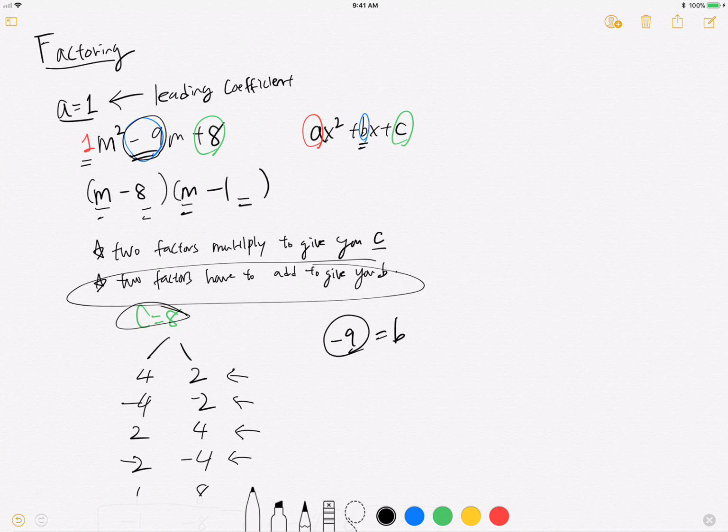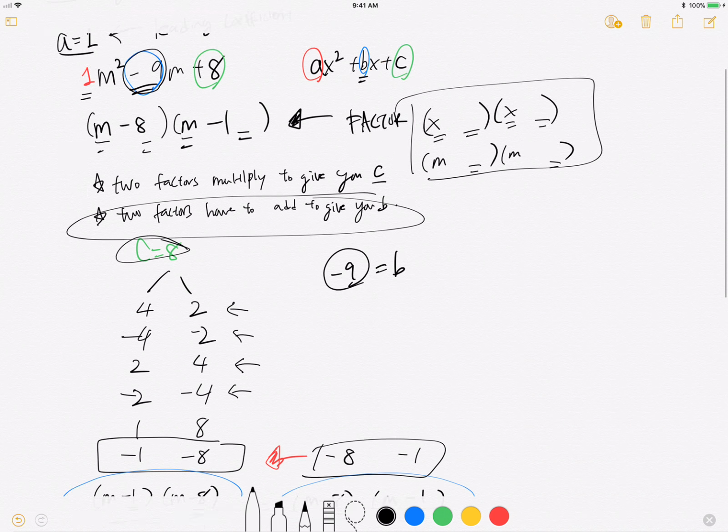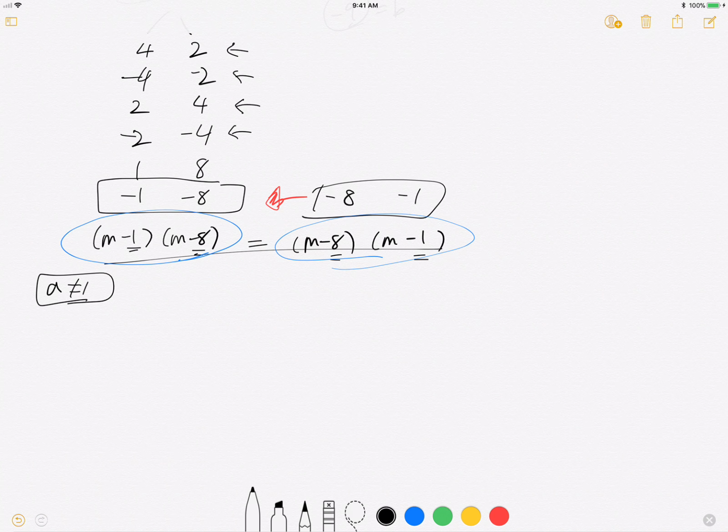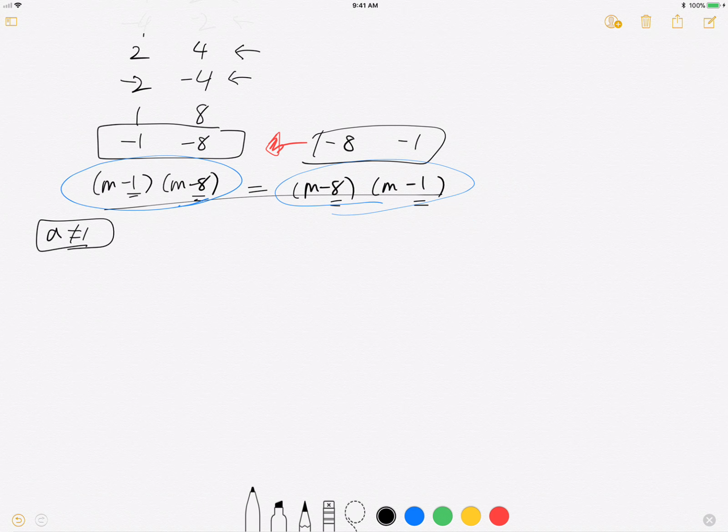Now in the beginning, when you're trying to do factoring this way, just starting off with parentheses will be the way to go. Whenever I ask you to factor something, you will always use two parentheses. You have to write down the first two factors, x and x, or in this case m, and these two have to multiply to give you the last c value and add to give you the b value. So when a is equal to 1, it's fairly simple.